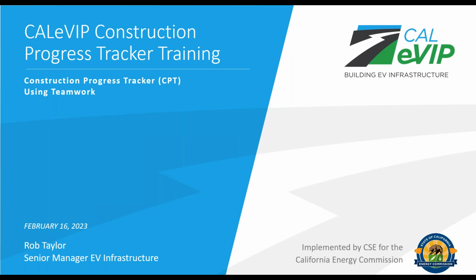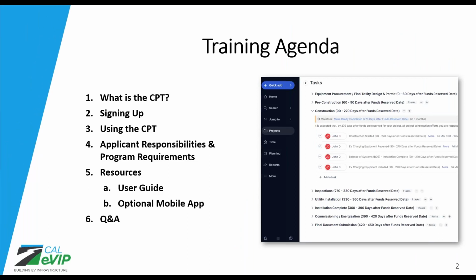Let's go ahead to the first slide and review the agenda. So today we're going to get into, obviously, what is the Construction Progress Tracker, which I'll refer to as the CPT for short, how to sign up initially to use it, how to use it, applicant responsibilities and program requirements within CALeVIP, specifically what you are expected to do. We'll review some resources, our user guide, and the optional mobile app.